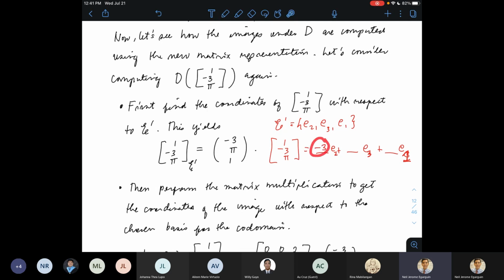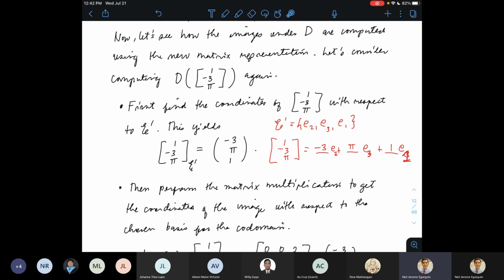Para magkaroon ka ng -3 times E2. Si E2 ay (0, 1, 0). So we will get a -3 in the second component. That's correct. And then we'll have pi here. Si pi, namumultiply siya sa (0, 0, 1). So walang contribution sa first and second component. Contribution sa third component would be pi, which is what we got here. And then finally, E1 will be 1 because E1 is (1, 0, 0). Okay, so that's why this is the coordinates for (1, -3, pi) with respect to E prime.